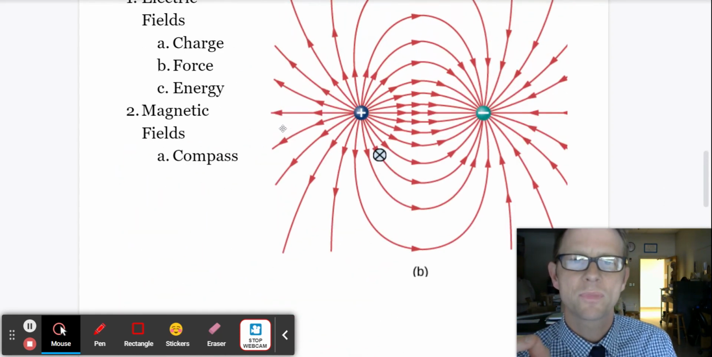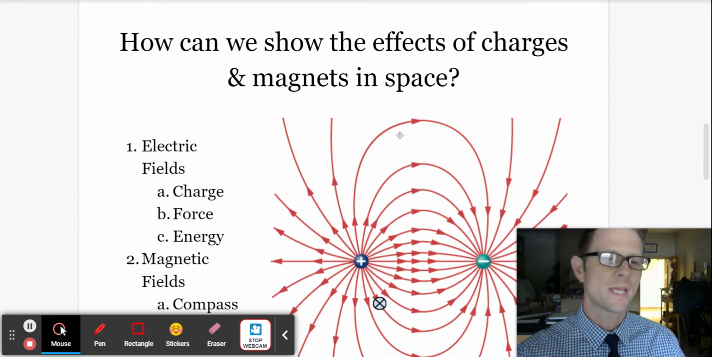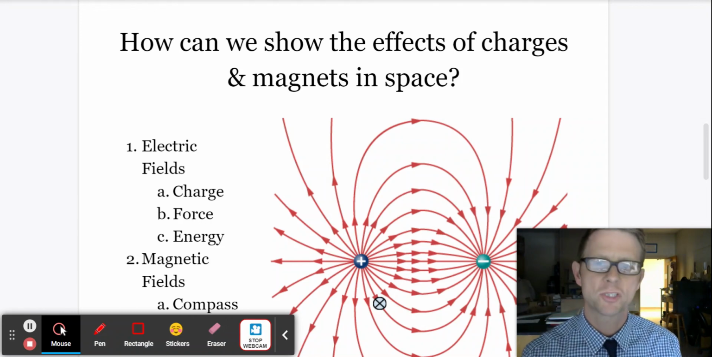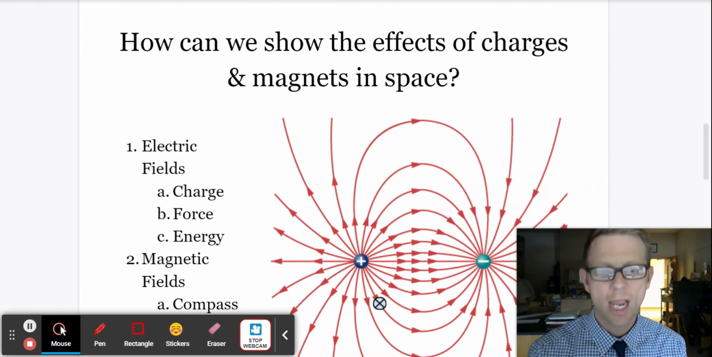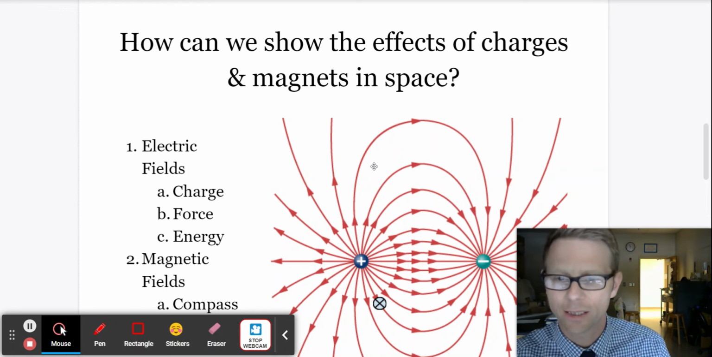So to summarize, the answer to this question is, how do we show the effects in space? We draw magnetic field lines, we draw electric field lines, which show the strength of the force and they show the strength of the energy of a charge or a magnet in space.